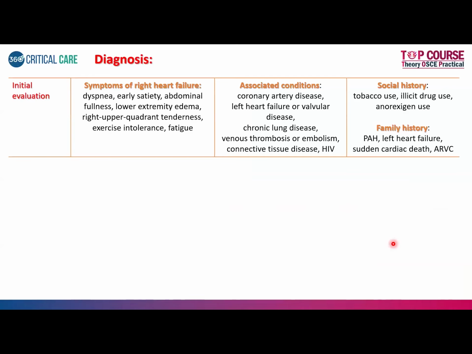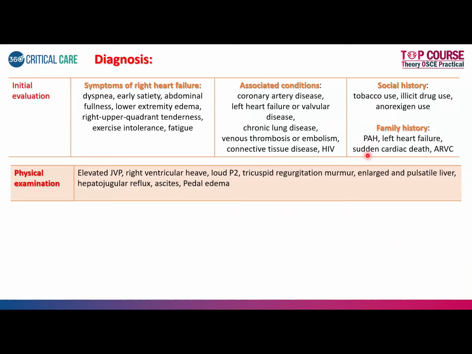So how are we going to diagnose? First of all, the initial evaluation: symptoms of right heart failure. The patient will come with dyspnea, abdominal fullness, lower extremity edema, right upper quadrant tenderness, exercise intolerance, and fatigue. Associated disease needs to be ruled out. There might be a social history as well. Family history of PH, left heart failure, sudden cardiac death, and ARVC also needs to be ruled out.